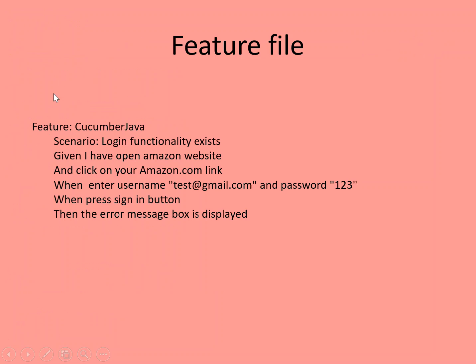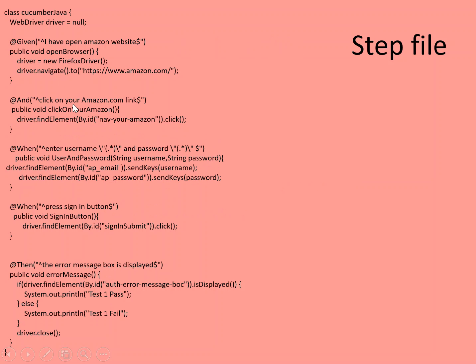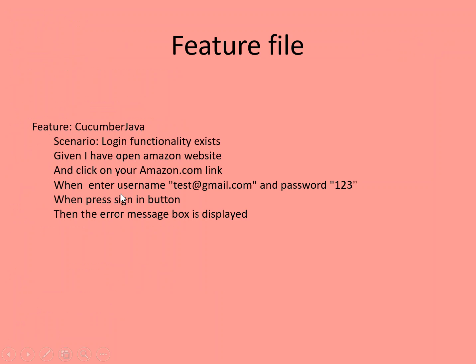Whatever steps you have in the feature file, for each step there will be a step definition and it will be connected. So it's like click on your Amazon link. All the methods are written using Selenium WebDriver. So this is where Selenium WebDriver comes into the picture when we are using Cucumber. Like that, for all the steps in the feature file you will have a step definition.